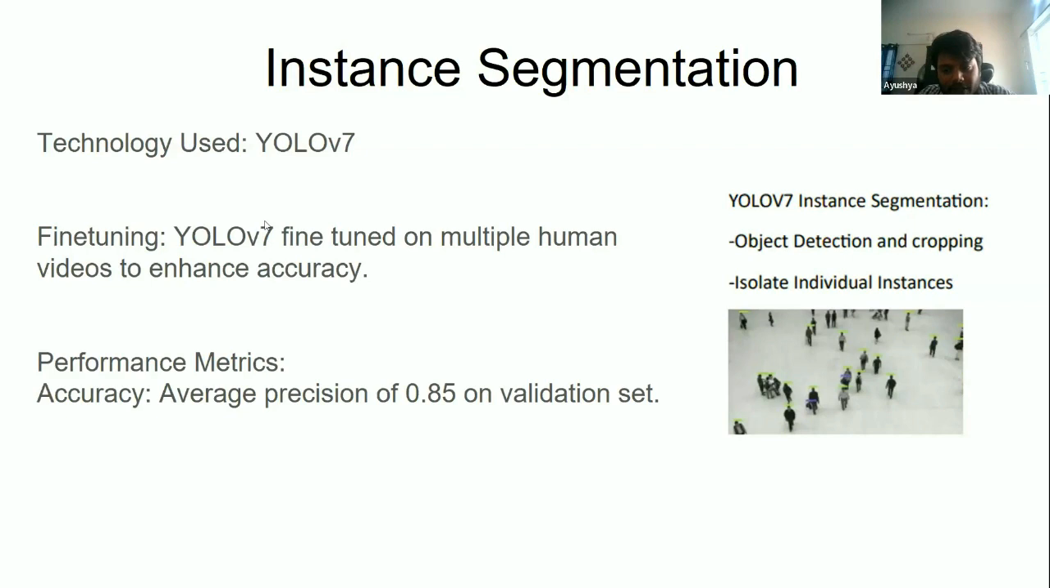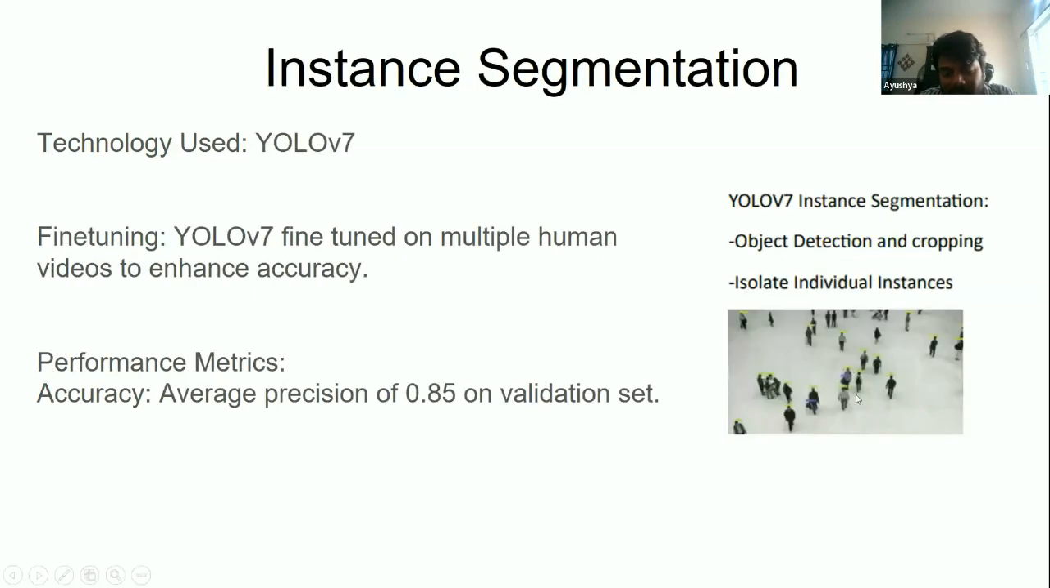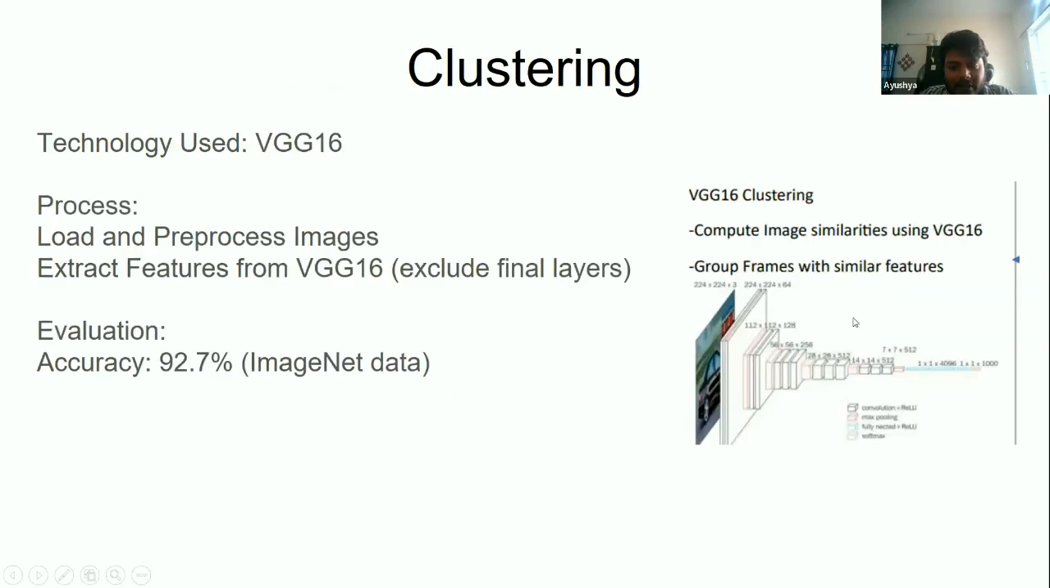So in this step, just to reiterate, we segment the instances, the individual humans that are present in the video, and extract images from it. Now these individual images, which are extracted from each and every frame, are clustered together to make a set of images which can then be converted into time-based animations. We used VGG16, which loads and pre-processes images, extracts features and finds similarity between different images.